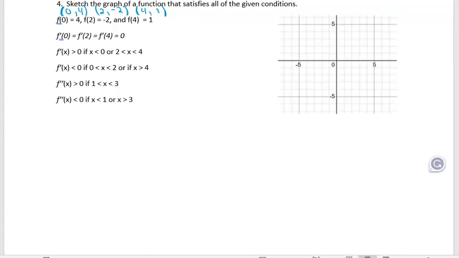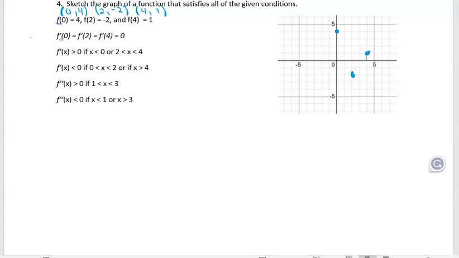So we have x is 0, y is 4. We have x is 2, y is -2. And we have x is 4, y is 1. There we go. So that was helpful. That gave us some good points. Let's see what else we've got.